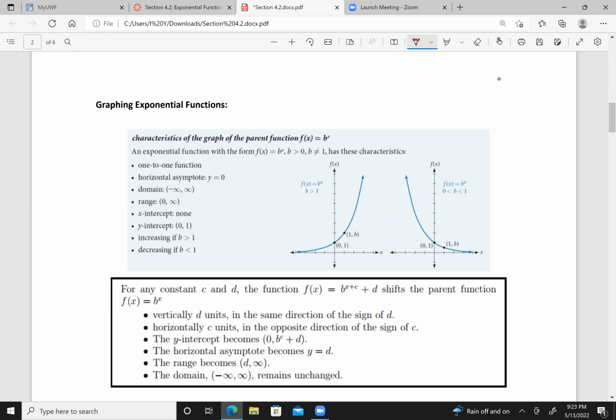For b greater than 1, it's increasing. That's here. For b less than 1, it's decreasing. That's here.